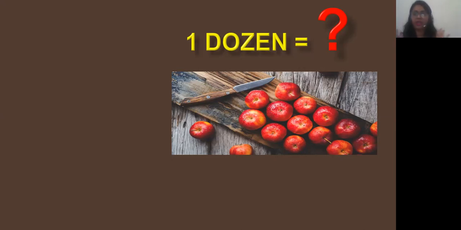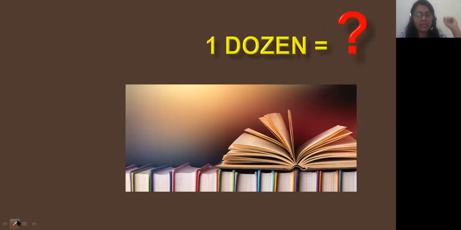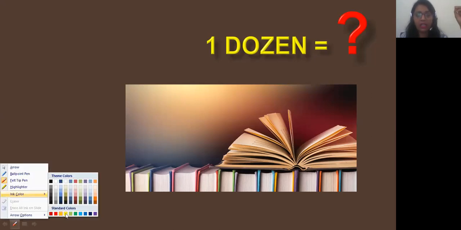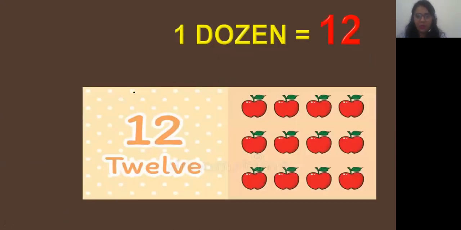Whenever you go to a fruit seller and you ask for 1 dozen apples, how many apples do you get in return? You are going to get 12 apples, right? Similarly, if you go to a bookseller and you ask for 1 dozen books, how many books will it be? It'll be 12. So 1 dozen is nothing, it's 12.